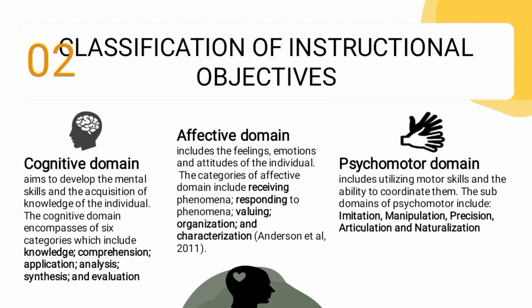Affective domain includes the feeling or emotion and attitude of an individual. The categories of affective domain include receiving, responding, valuing, organization, and characterization. This is according to Anderson et al., 2011. And psychomotor domain includes utilizing motor skills and the ability to coordinate them. The subdomains of psychomotor include imitation, manipulation, precision, articulation, and naturalization.